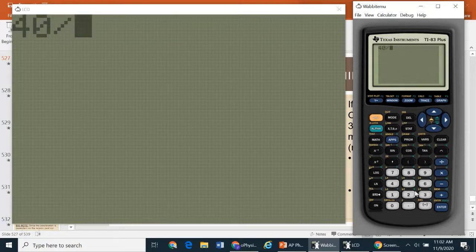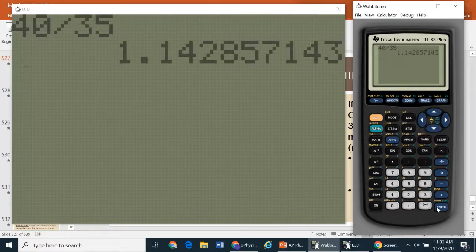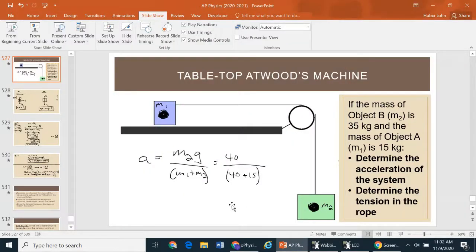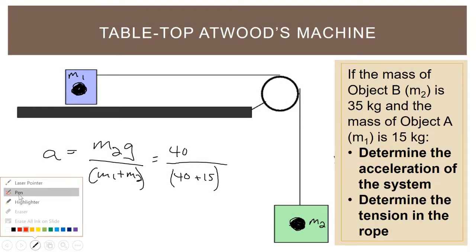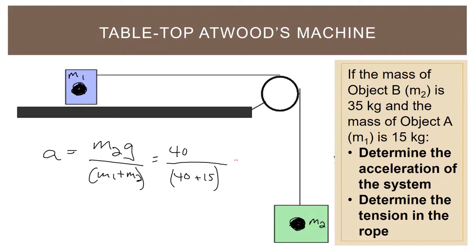So instead of being 35 times G, it's going to be 40 times G. What would be helpful is thinking about how many times bigger 40 is than 35. By doing this math, 40 over 35, we see that the size of the numerator increases by a factor of 1.14. So we can write that down here. The numerator goes up by 1.14.